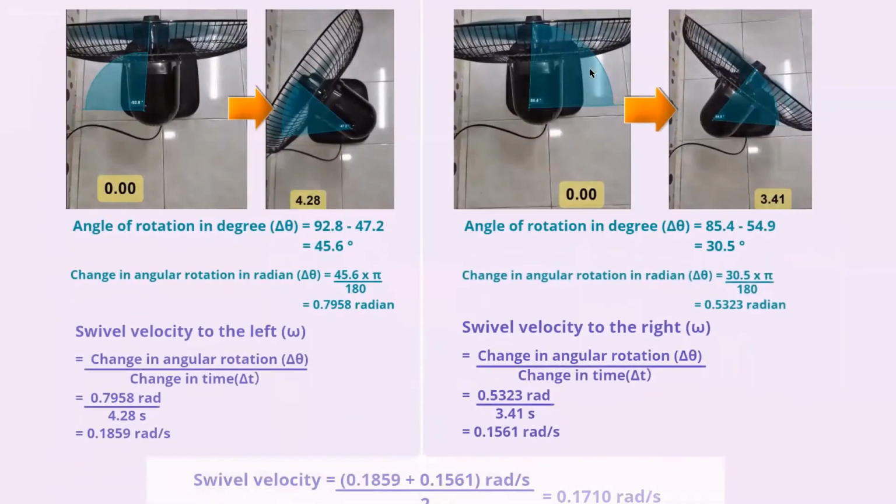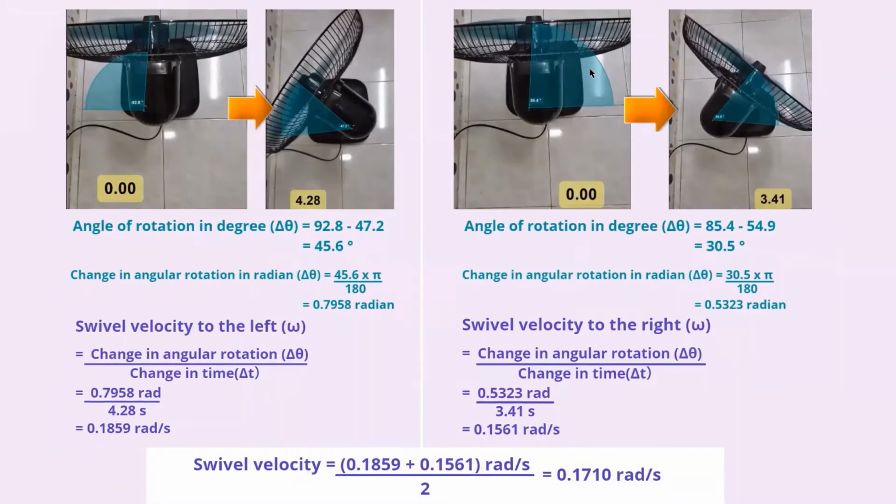To find the swivel velocity, we need to determine the angle of rotation to the left and right. The fan turns 0.7958 radian to the left and 0.5323 radian to the right in 4.28 and 3.41 seconds respectively. The swivel velocity to each side is obtained by change in angular rotation divided by change in time. The final swivel velocity is calculated by summing the swivel velocity to left and right, then dividing by 2, which is 0.171 radian per second.